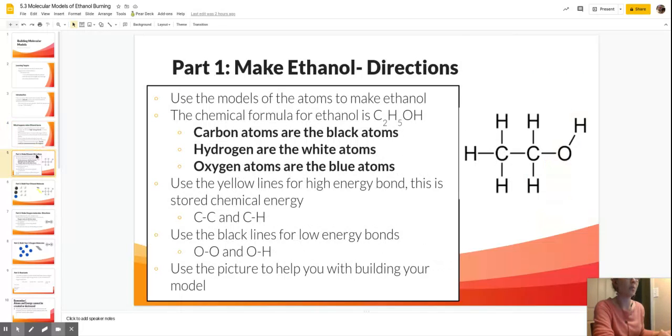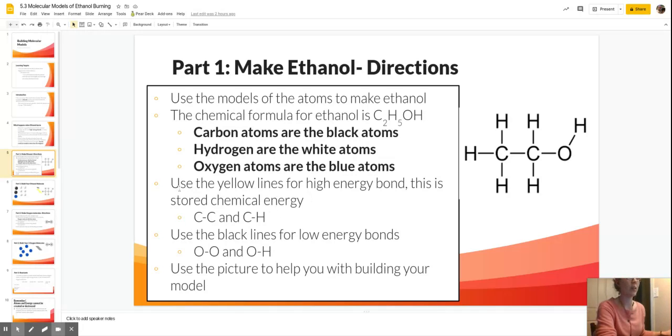So your part 1 directions say use the models of the atoms to make ethanol. The chemical formula for ethanol is C2H5OH. Remember the C stands for carbon, and we're going to use the black atoms to represent carbon atoms. The H stands for hydrogen, so we're going to use the white atoms to represent hydrogen. And then we have oxygen, which are your blue atoms on the next slide.